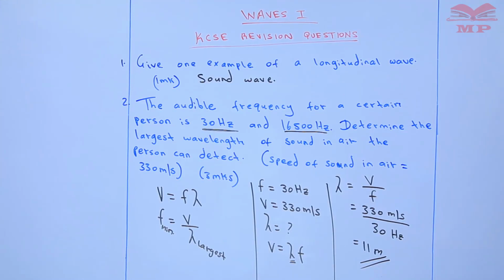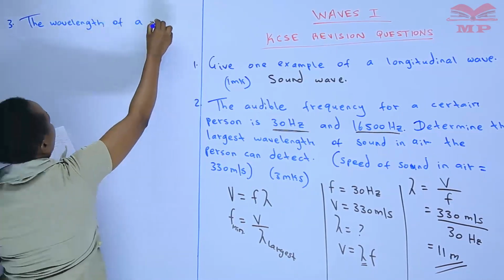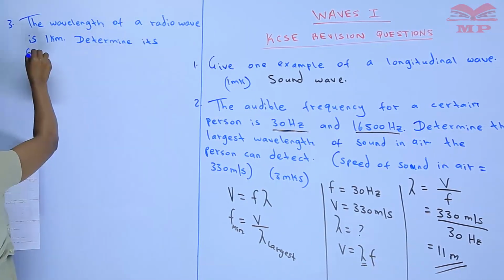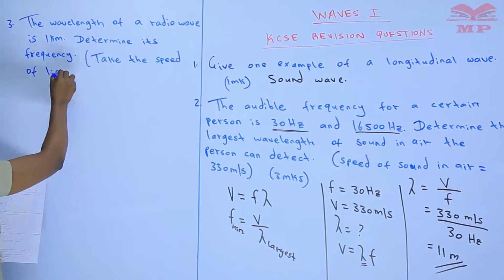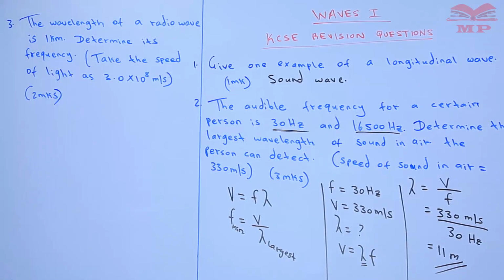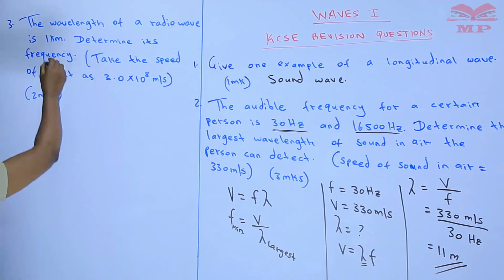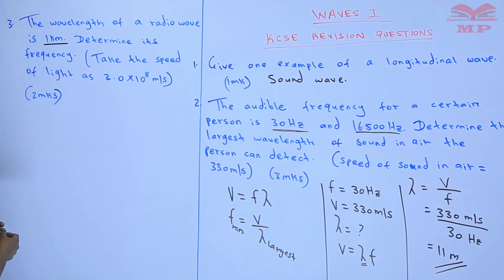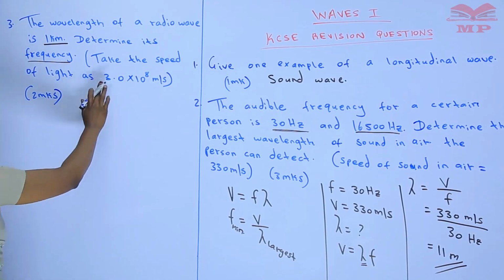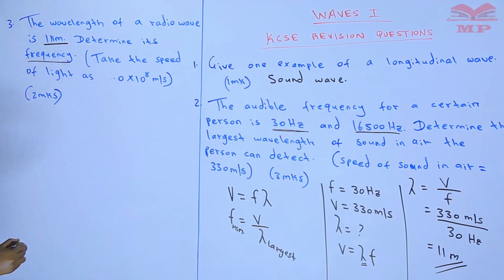We move on to question number 3. So that's our next question. We are told that the wavelength of a radio wave is 1 kilometer. Determine its frequency. Take the speed of light as 3.0 times 10 power 8.